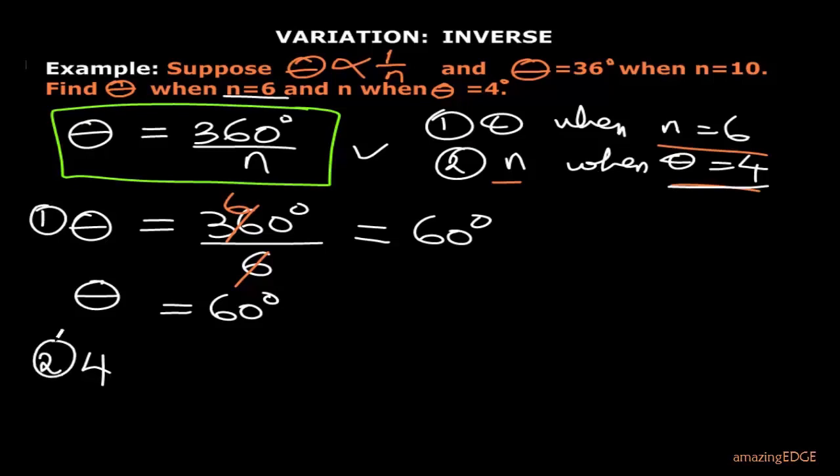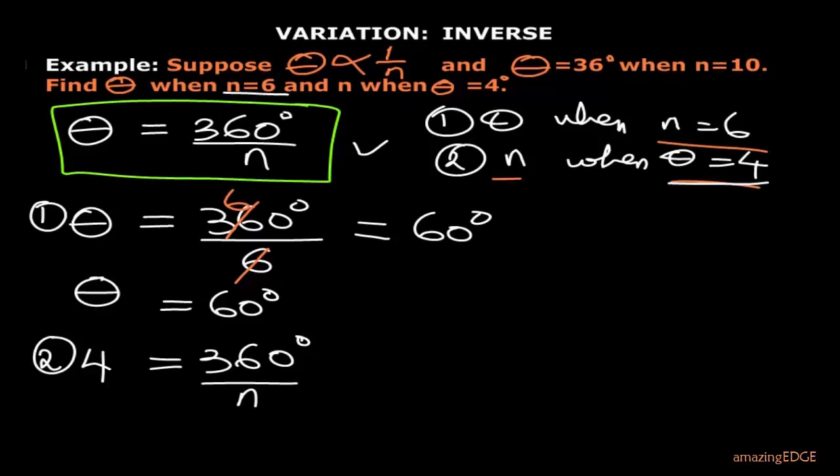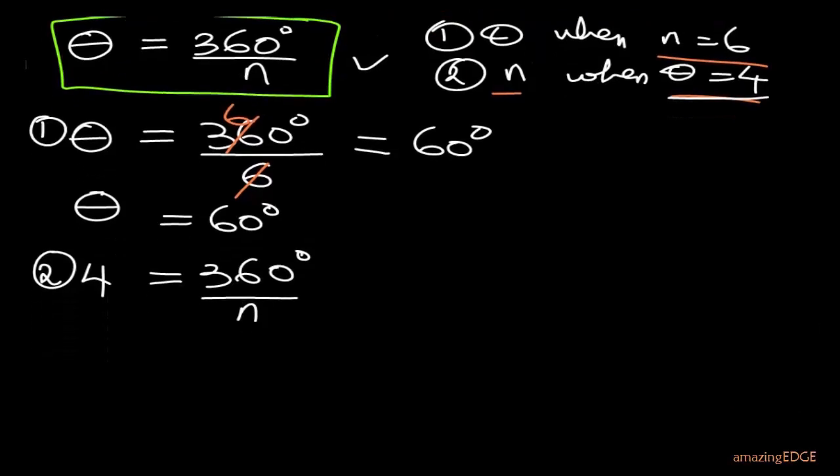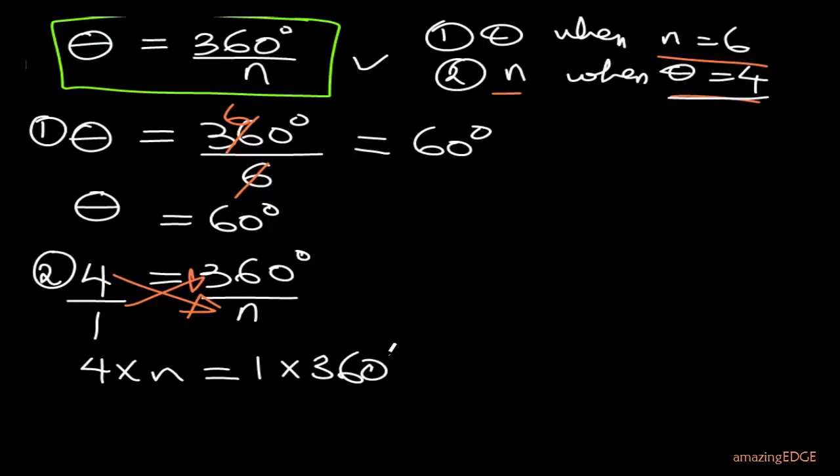So we have theta to be equal to 4. Then have this 360 degrees. Then what is our n? Our n is the unknown. That's what we are looking for. That is the number of sectors. So in this case, always do a cross multiplication. Bear in mind that this is the same thing as 4 over 1. So you do a cross multiplication here. So if you do that, you have 4 times n being equal to 1 times 360 degrees. So 4 times n is 4n. 1 times 360 degrees is the same thing as 360 degrees.